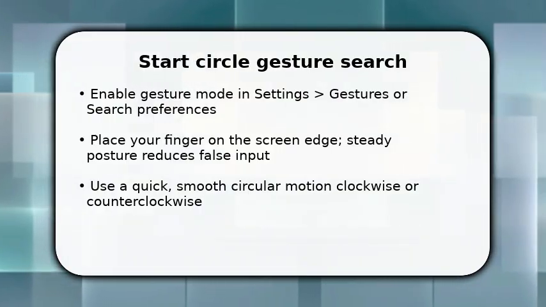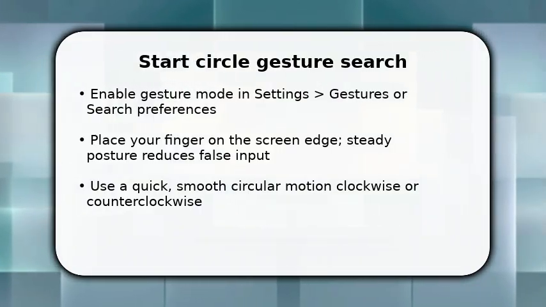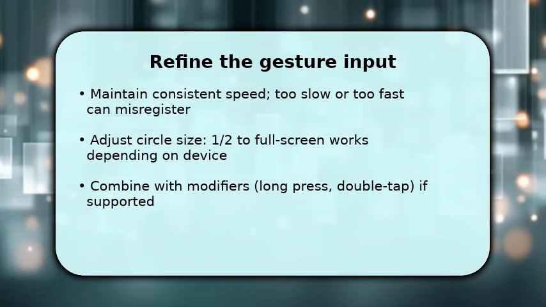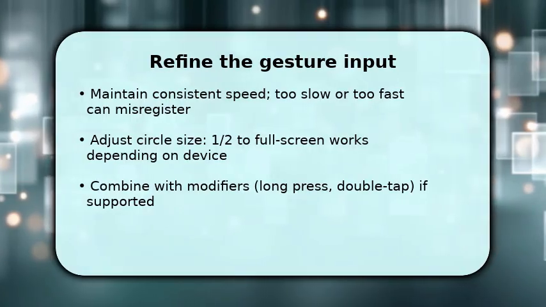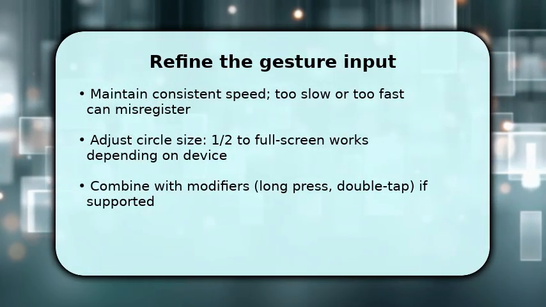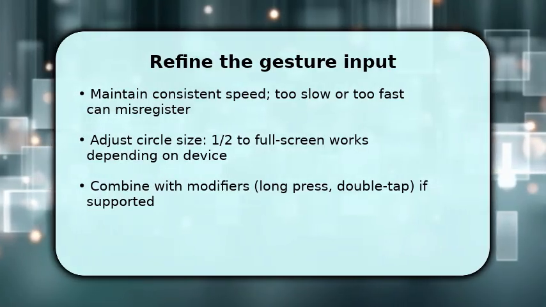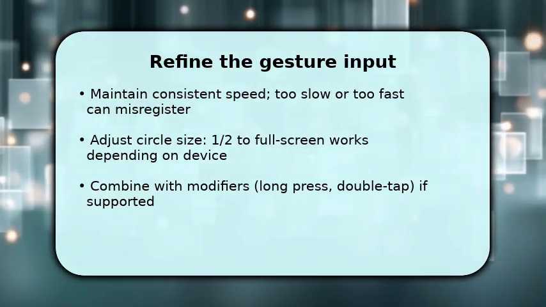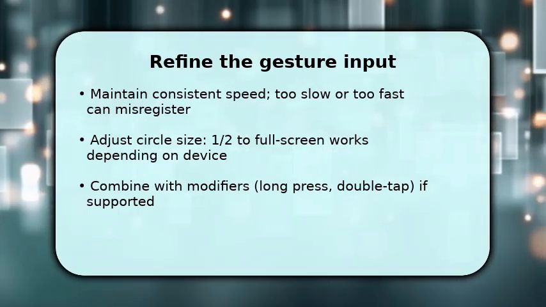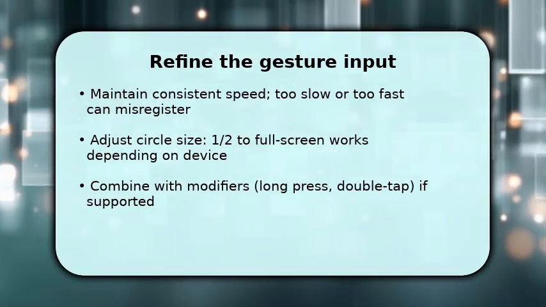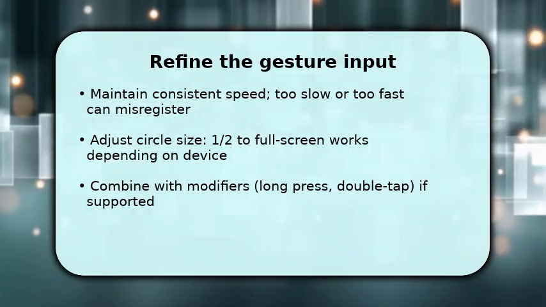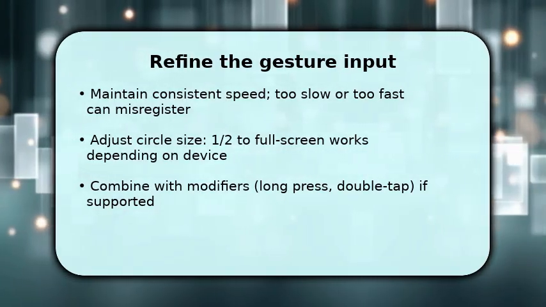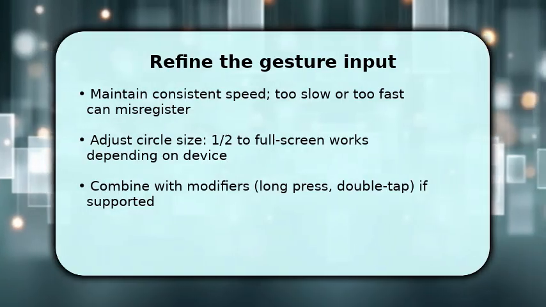You now refine execution so the system reliably maps the circle to search. Make your circle at consistent speed, neither rushed nor crawling, because recognition models expect steady motion. Next, test different circle diameters. A half-screen circle may work better on compact displays, while a larger sweep suits tablets. Also, if the app supports modifiers, add a quick long press or a trailing double tap to disambiguate similar gestures. This helps the software decide intent.